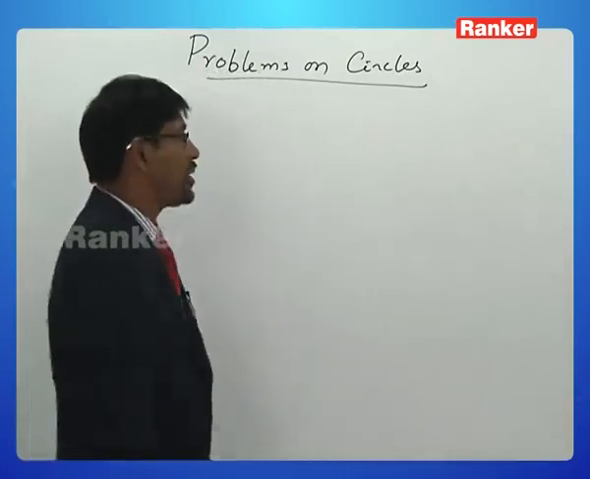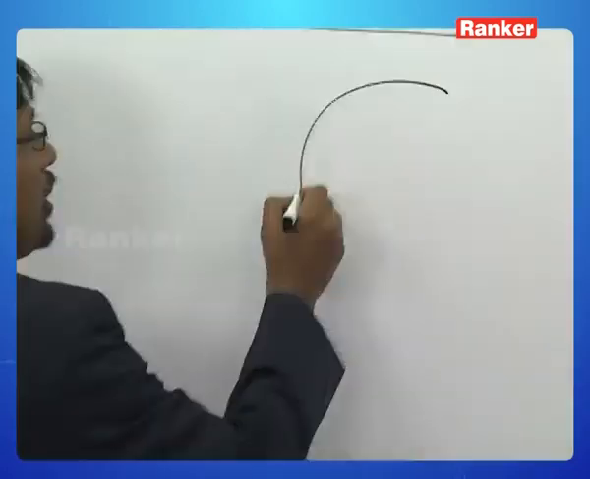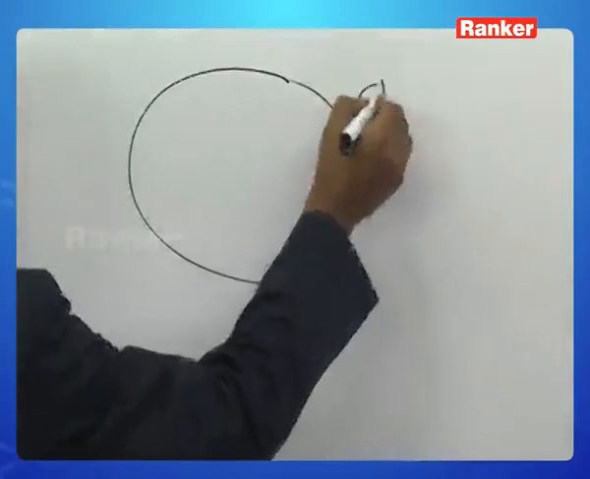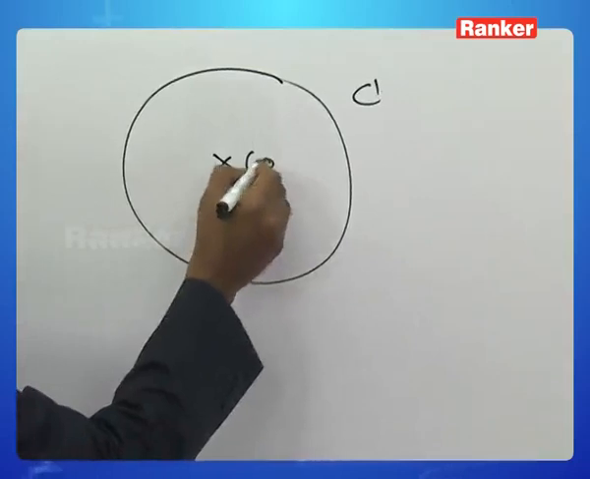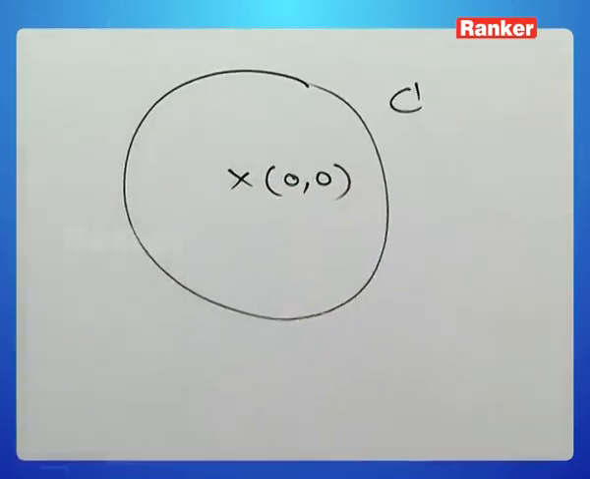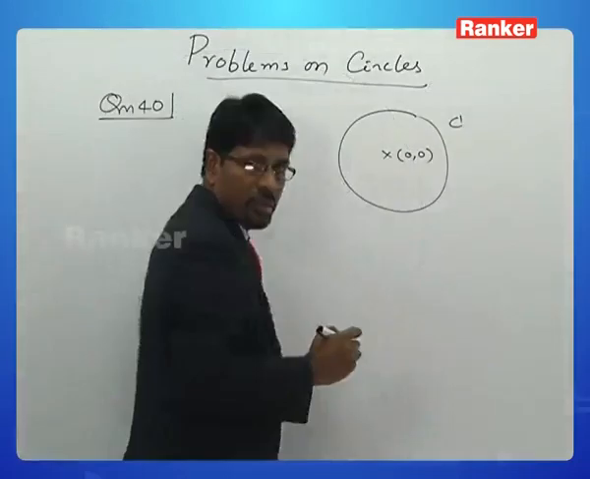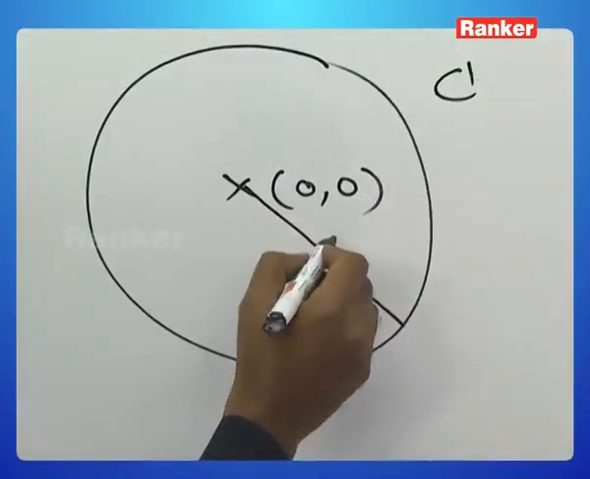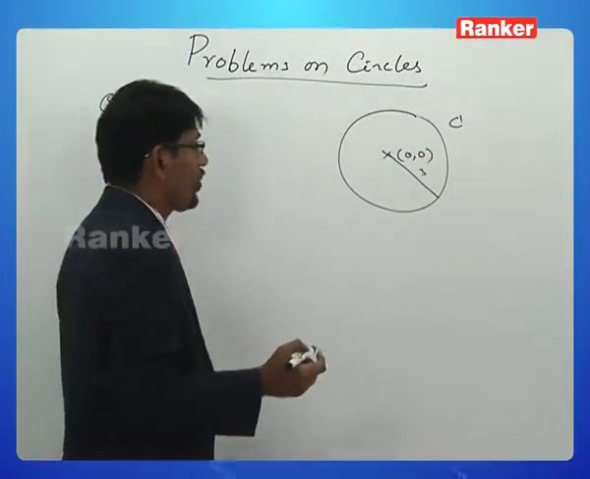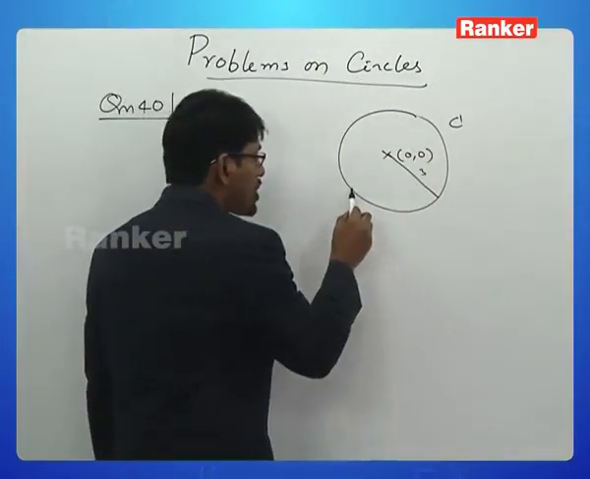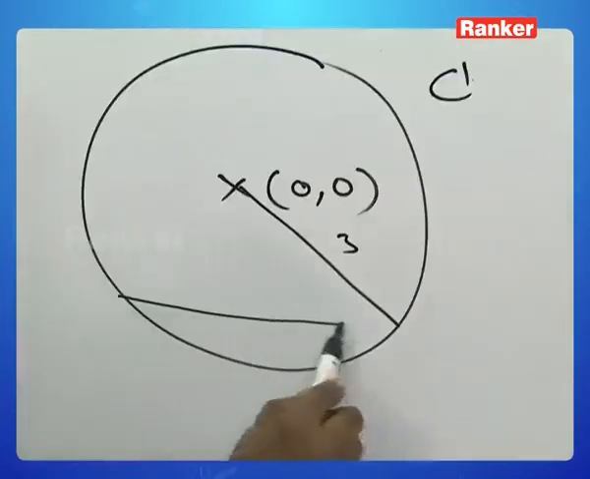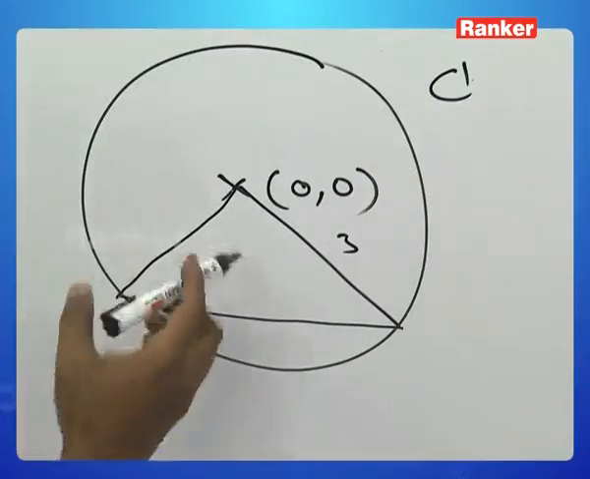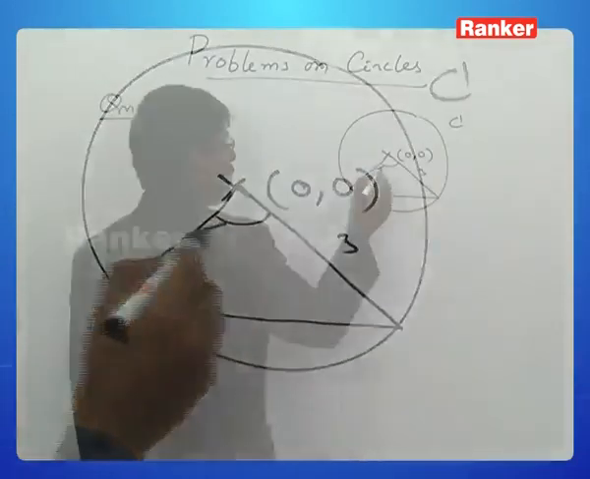Now let's have a look at this question here. C is a circle with center at origin, and the radius is 3 units. Now you pick up any chord which is subtending an angle 2 pi by 3. So 2 pi by 3 is 120 degrees.